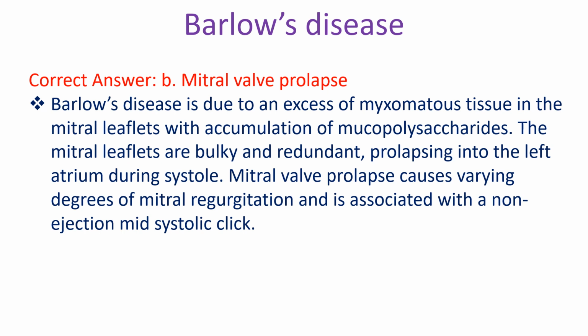Mitral valve prolapse. Barlow's disease is due to an excess of myxomatous tissue in the mitral leaflets with accumulation of mucopolysaccharides. The mitral leaflets are bulky and redundant, prolapsing into the left atrium during systole. Mitral valve prolapse causes varying degrees of mitral regurgitation and is associated with a non-ejection mid-systolic click.